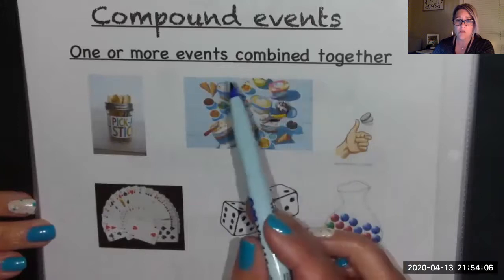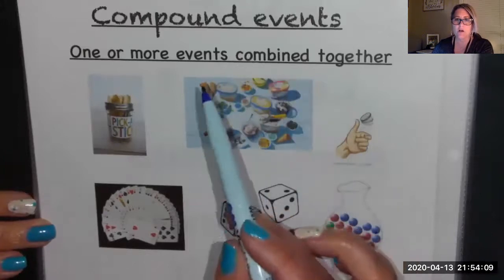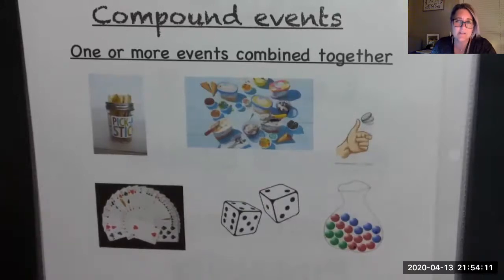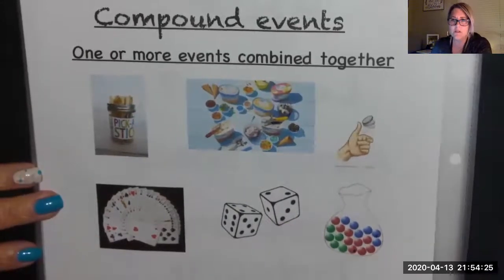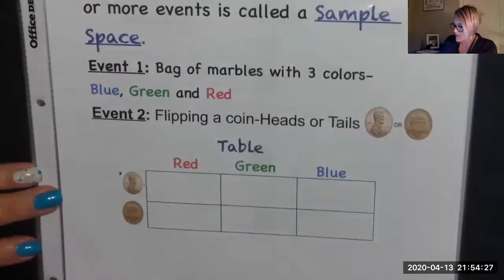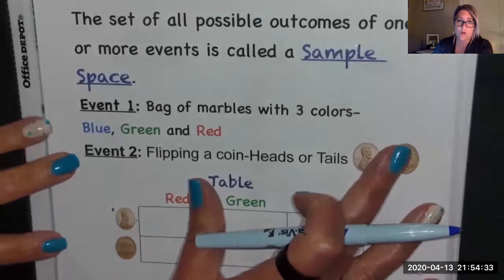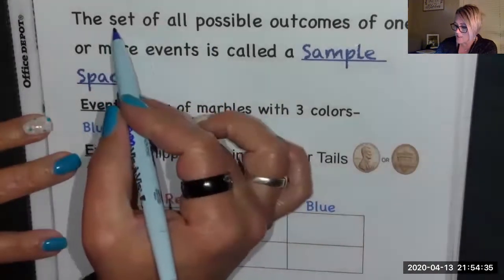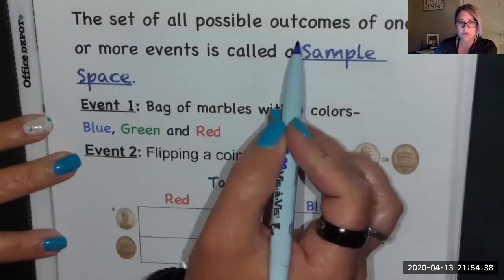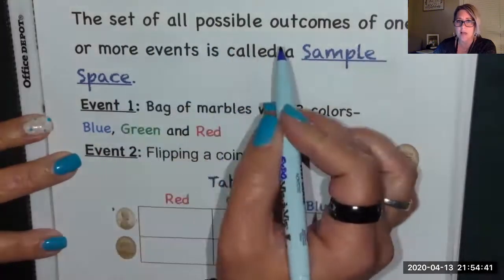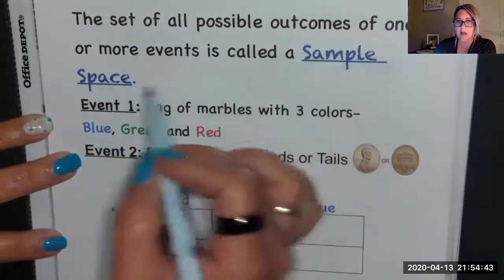Or what if I put together an ice cream sundae and I give you all that in front of you? How many different types of ice cream sundaes could you make? What would be your sample solution? What could be a possible ice cream sundae? Well, we're going to use the fundamental counting principle in order to find our solution sets. So the set of all possible outcomes of one or more events is called a sample space.